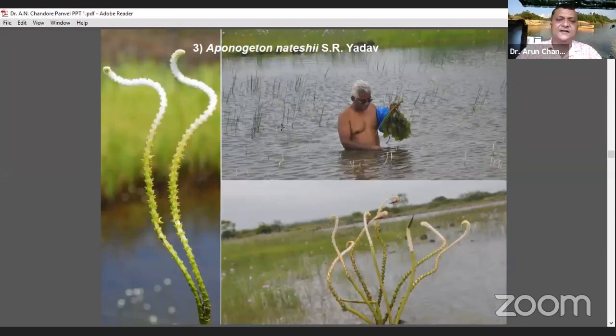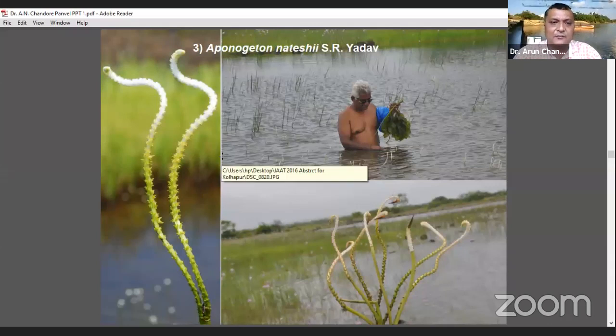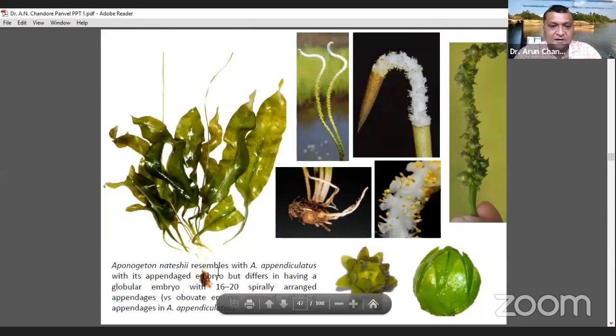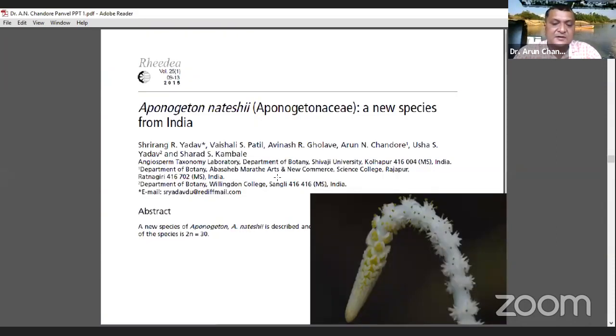Then the third species is Aponogeton nateshi. This is my guide, Professor S.R. Yadav, and this is a unique discovery from this pond. You see this embryo here. This Aponogeton resembles Aponogeton appendiculatus with its appendaged embryo, but differs in having a globular embryo with 16 to 20 spirally arranged appendages. This is a unique character and is not found in any known species of Aponogeton. That's why this is a very unique species of Aponogeton, and this paper was published in an Indian journal.